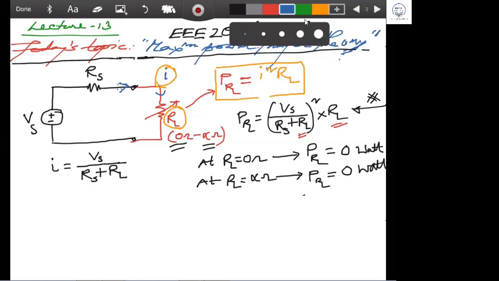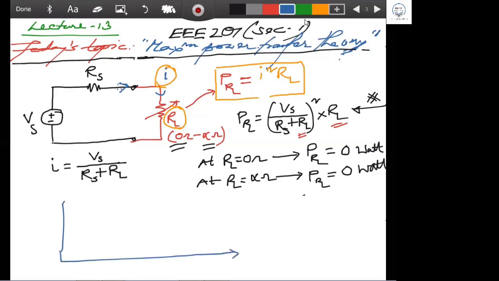If I plot it, let's say this is RL and this is PRL. Now, this is the starting point. What will be the RL value at this point? You don't understand the Cartesian graph. What is the RL value at this point? 0. And RL value is over here, infinity. Infinity is far away. So RL is infinity there and RL is 0 here.